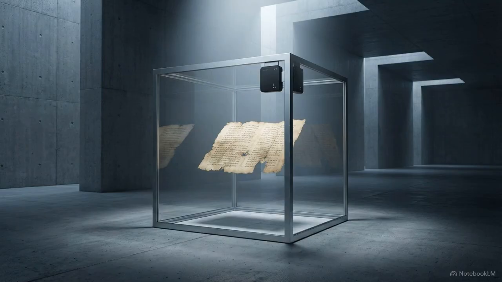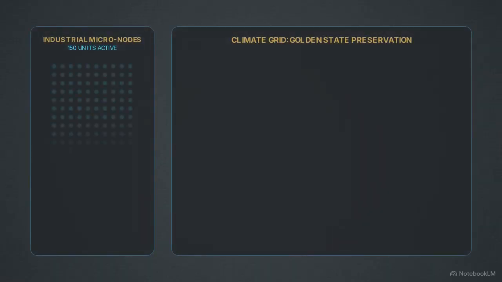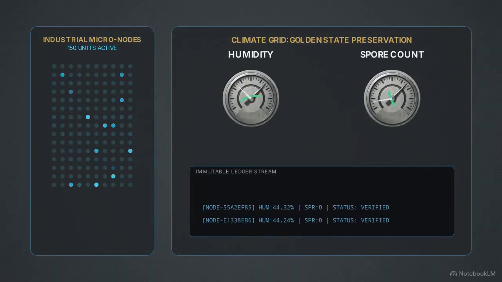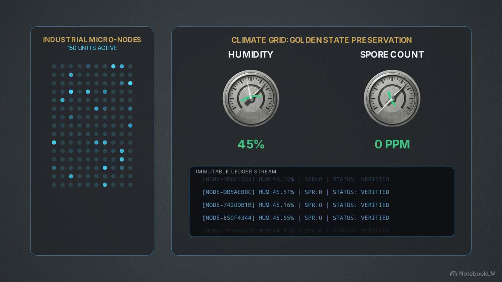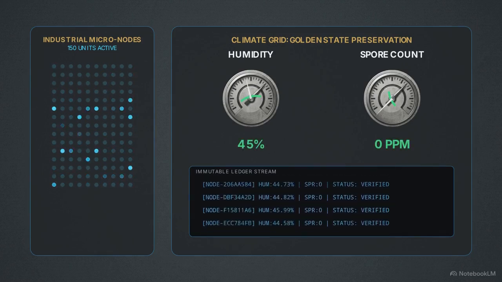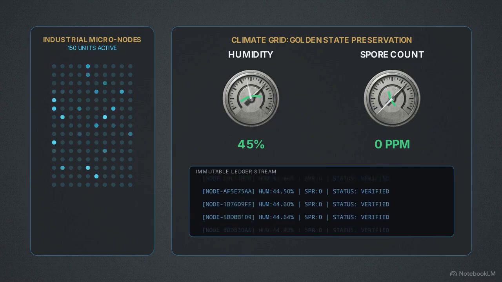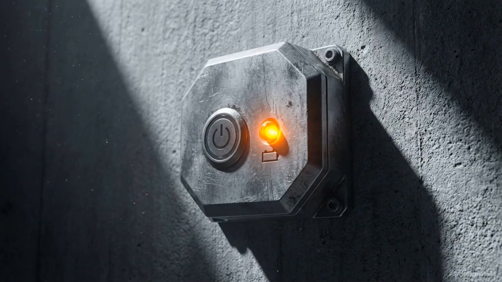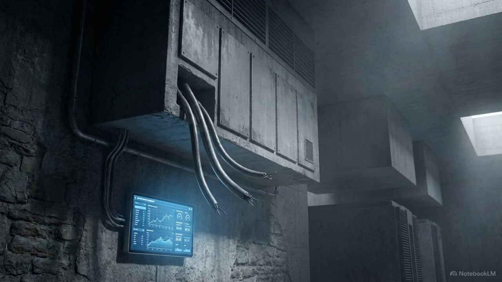The system also monitors the objects' physical environments. A grid of 150 industrial micronodes continuously logs hyper-precise climate data, including relative humidity and biological spore counts. These micronodes run on independent battery backups, guaranteeing that climate-sensitive antiquities can be actively monitored, even if an attacker intentionally cuts the facility's main HVAC and power grid.